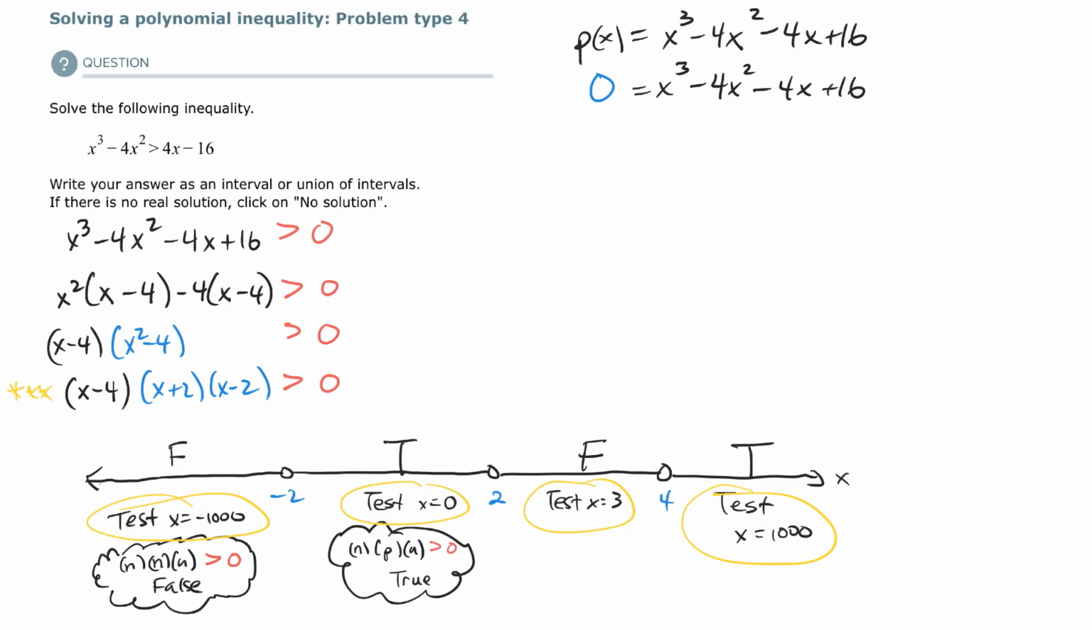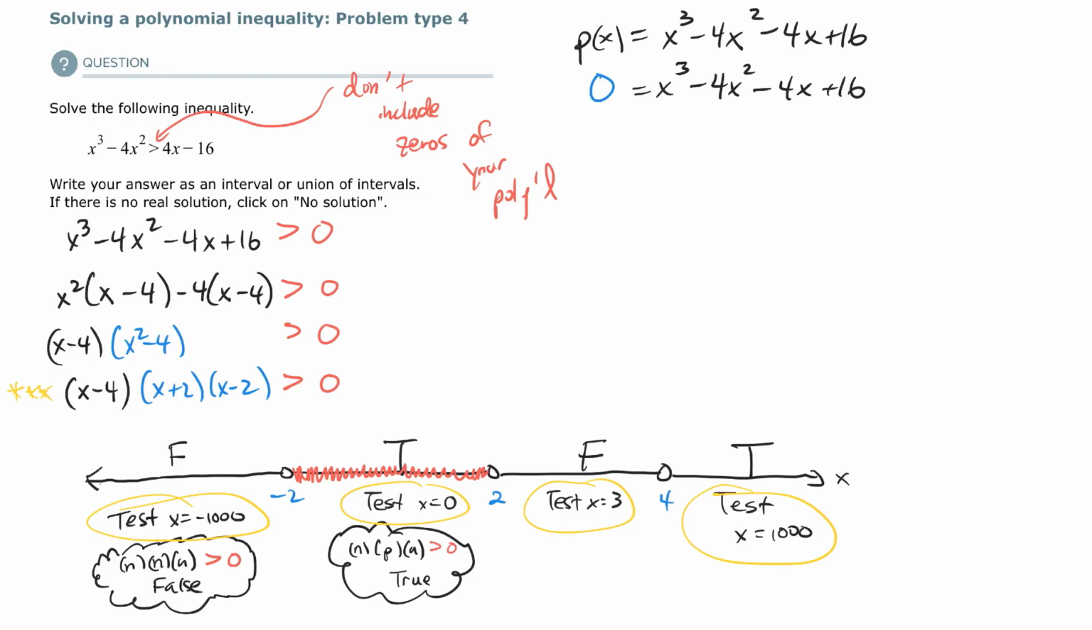So final answer. Well, we got to write this as a union of intervals from left to right. First, shade your true regions. Shade the true regions. Do we shade -2 and 2? And the answer is no. This says don't include your zeros, right? Don't include the zeros of your polynomial. If it had greater than or equal to, you would then shade the zeros of your polynomial. But we don't. We don't have an equal symbol.